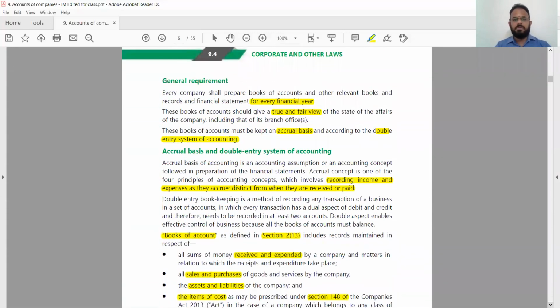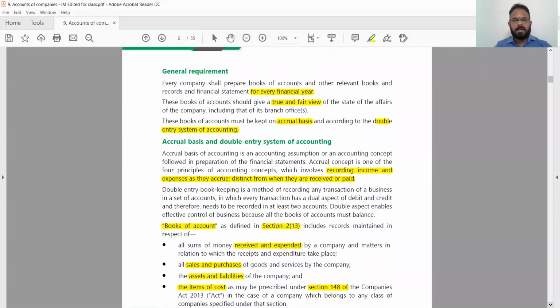Yes. Now see the general requirement. I have marked it very simply. Every company shall prepare books of accounts and relevant books and papers and records and financial statements for every financial year. Each financial year it has to be done. What should the books of accounts have? True and fair view. Very good. On what basis will they have to prepare? Accrual basis. What entry? Double entry system of accounting. As simple as that. We made it very strong.